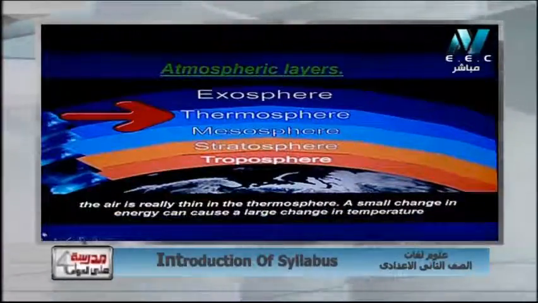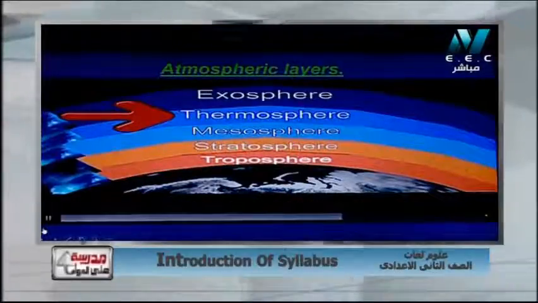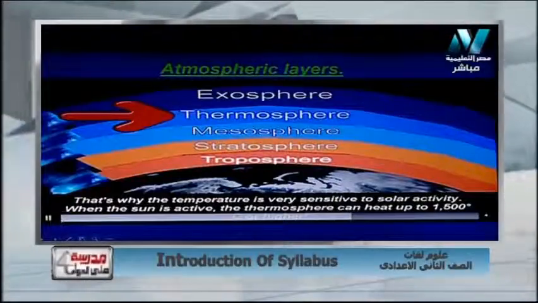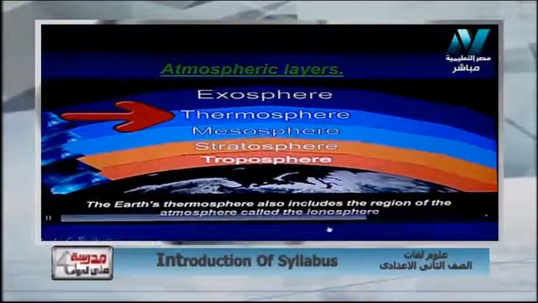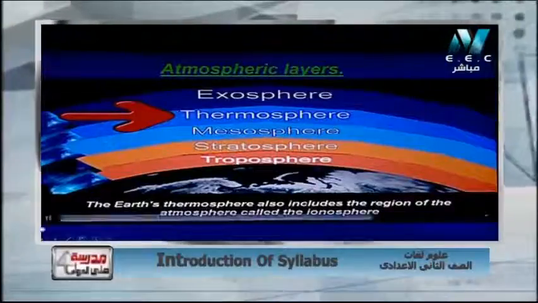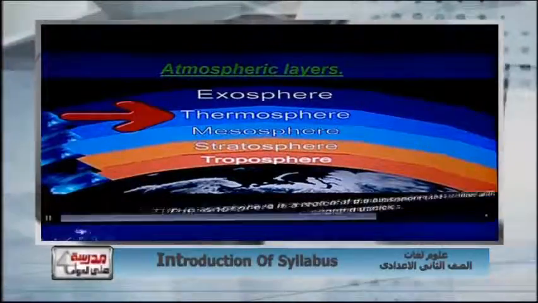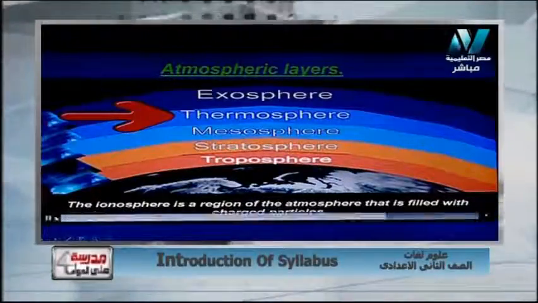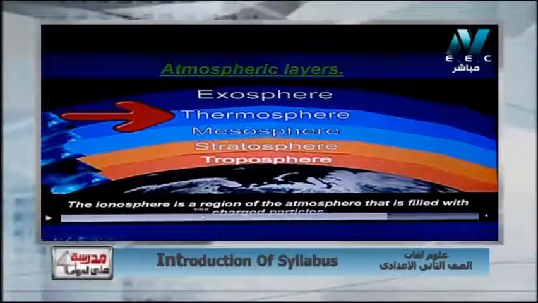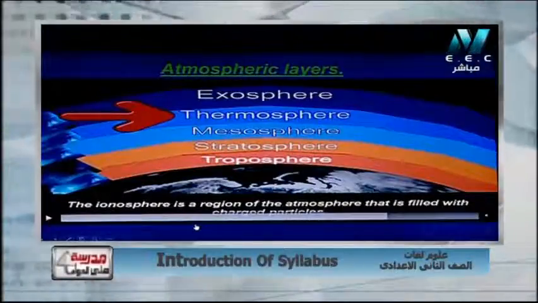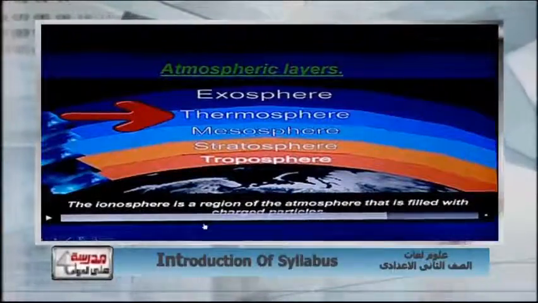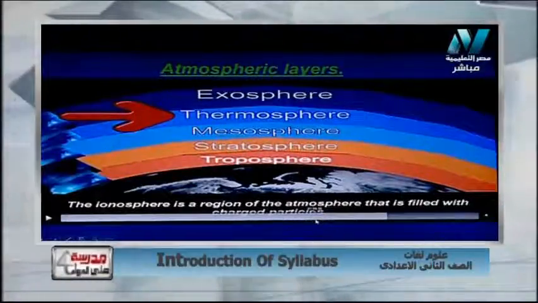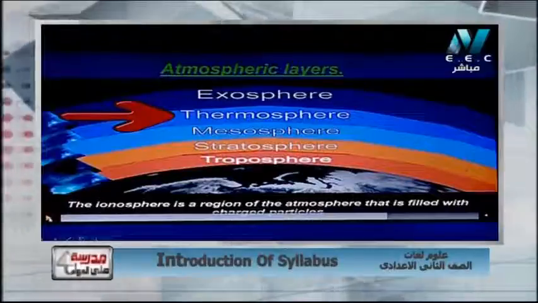The temperature in the thermosphere reaches more than 1200 Celsius, and it contains the ionosphere at the same time. This region contains ions used in wireless communication, because this layer reflects radio waves.